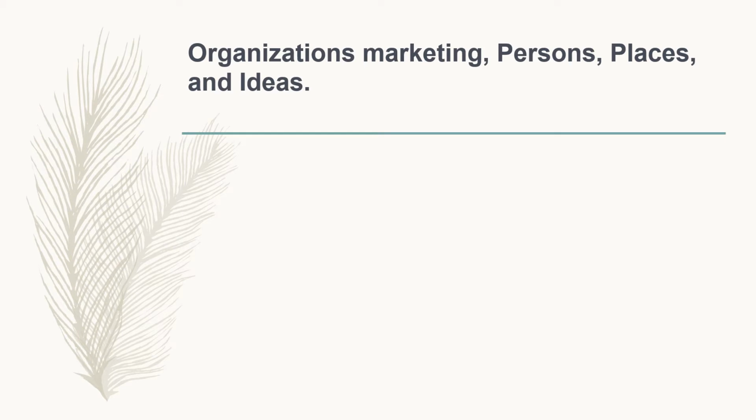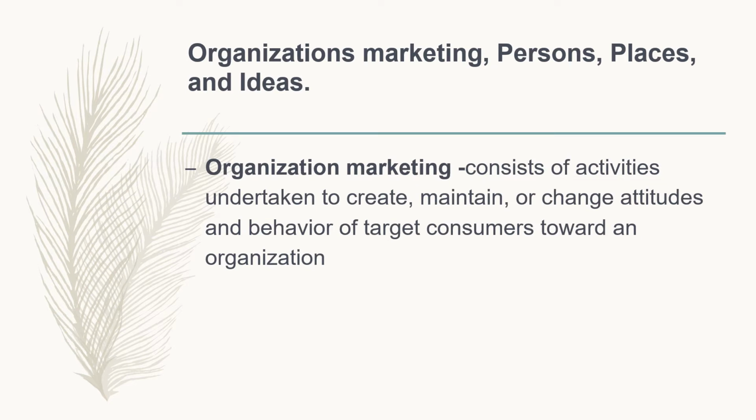Next is organizations, persons, places, and ideas marketing. Organization marketing consists of activities undertaken to create, maintain, or change attitudes and behavior of target consumers toward an organization. It usually sells a unique or distinct service or services delivered by a supported job or employment provider. Its focus is on services and customer satisfaction. It influences consumers to accept the goals of, receive the services of, or contribute in some way to an organization.